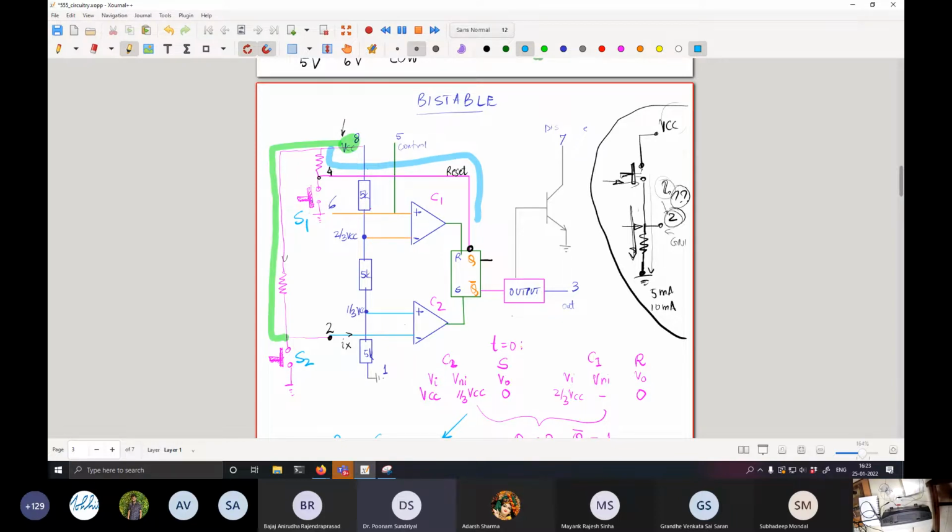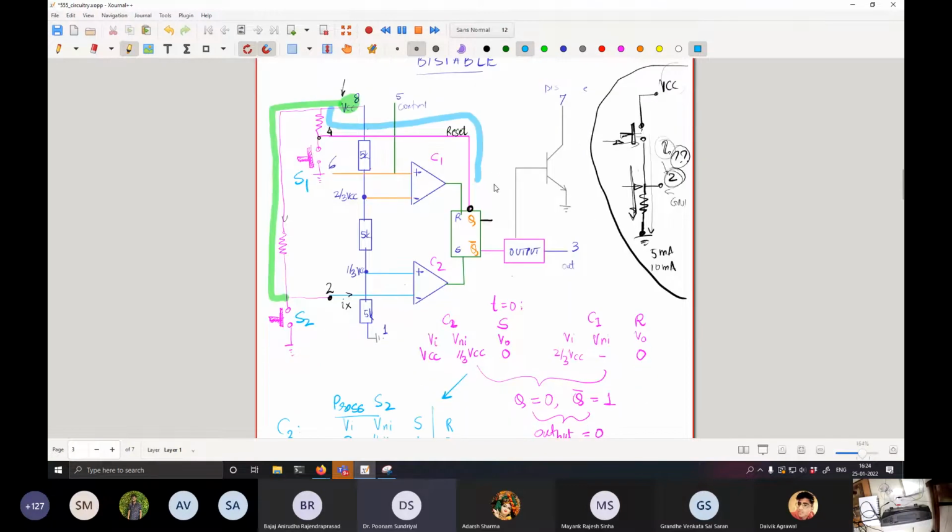If I were to switch on this switch, press it, then what would be the state of pin 4? It would go to ground, and so reset would happen. Is it fine? Yes, sir. So now let us proceed with the rest of the circuit.